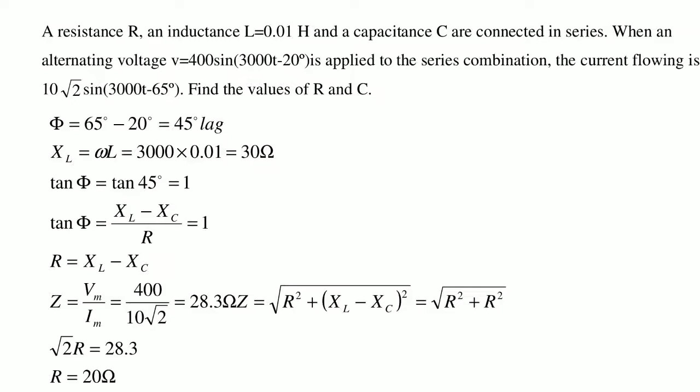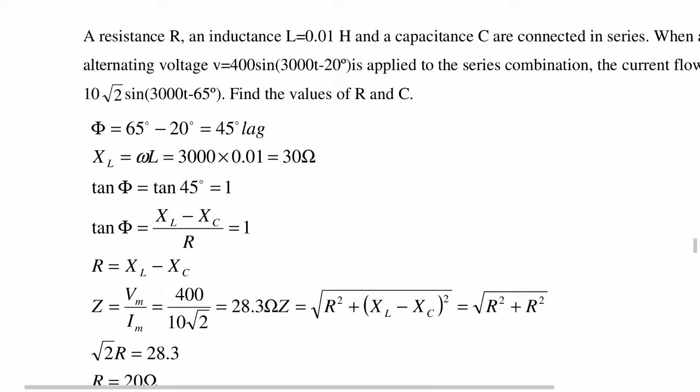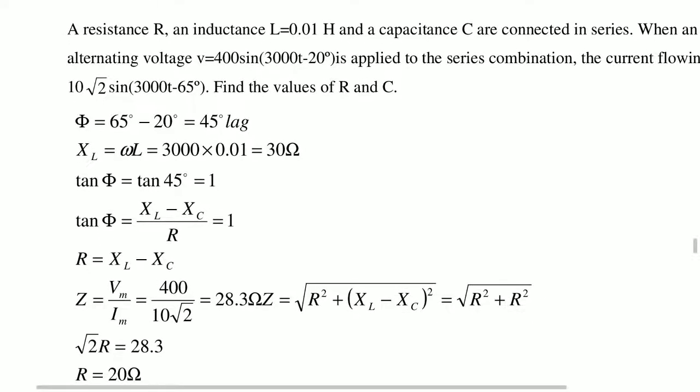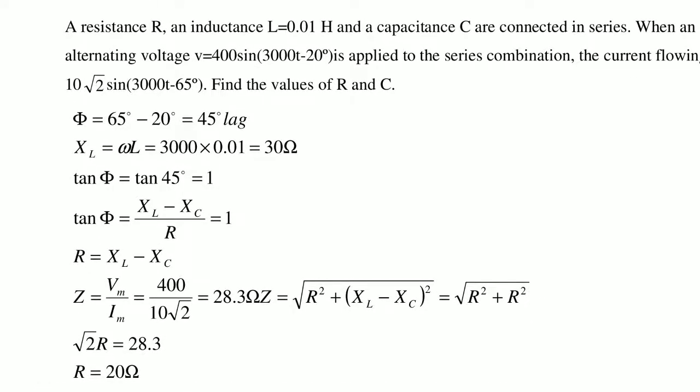Now XL, the inductance value L, is already given. We have to calculate XL. XL is equal to omega L, where omega is 3000 and L is 0.01. So XL we get directly as 30 ohms. Here 3000 t means omega t. How to remember it? In the instantaneous equation 400 sin(omega t minus theta or phi), 3000 means the omega value is given.